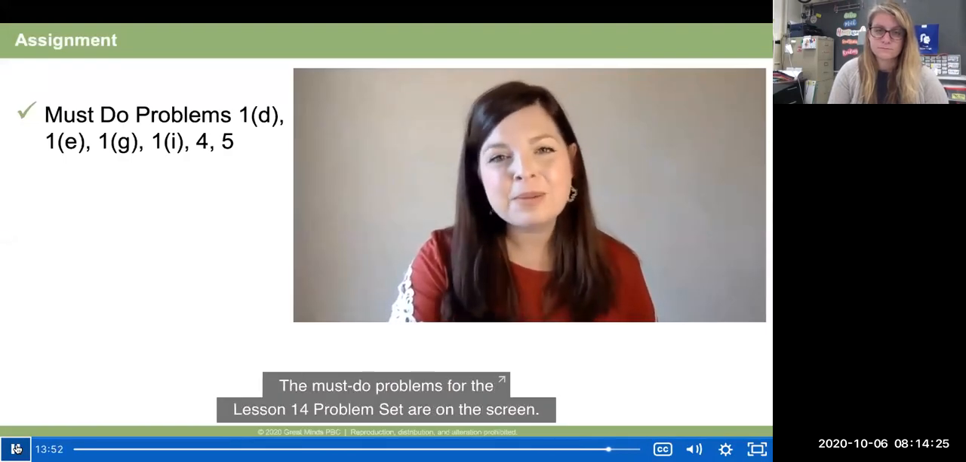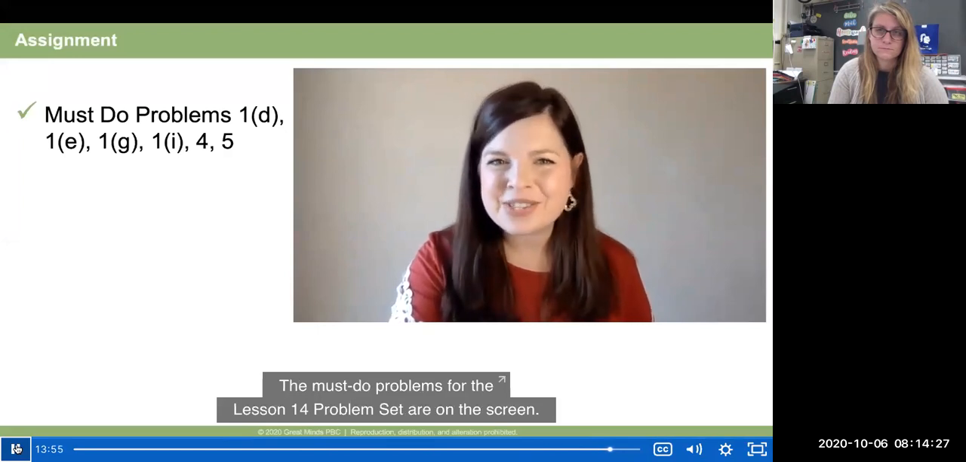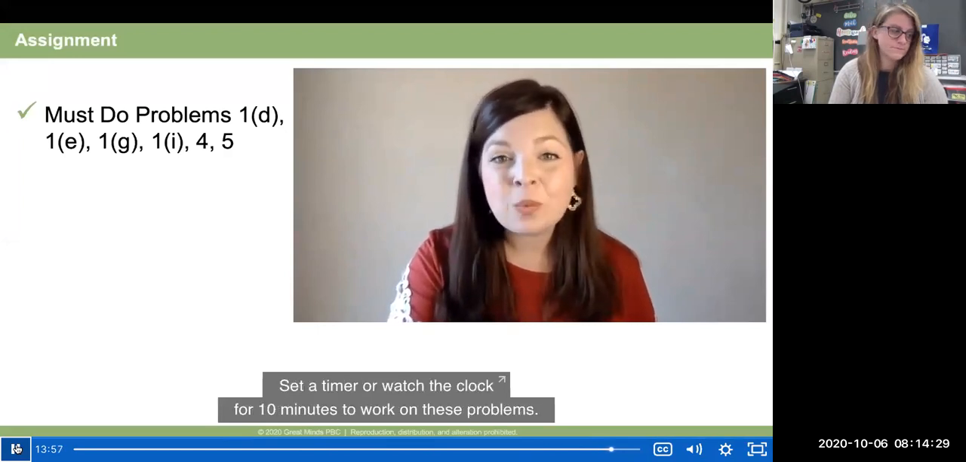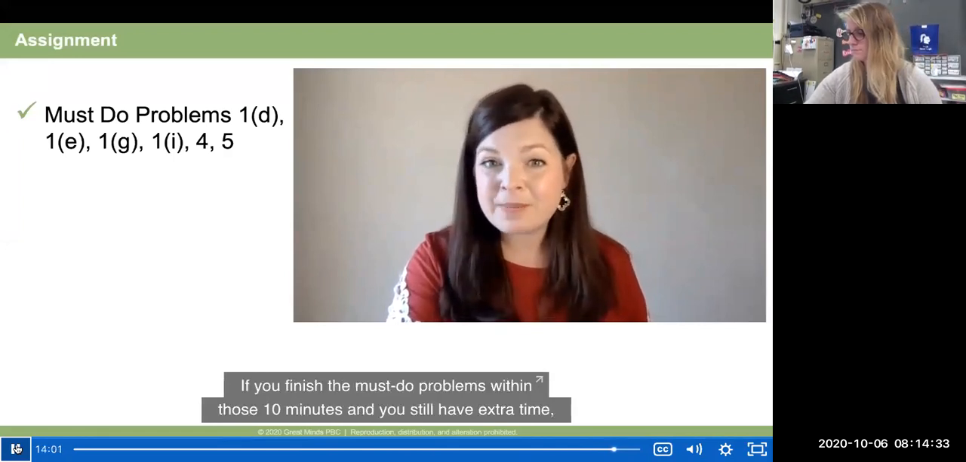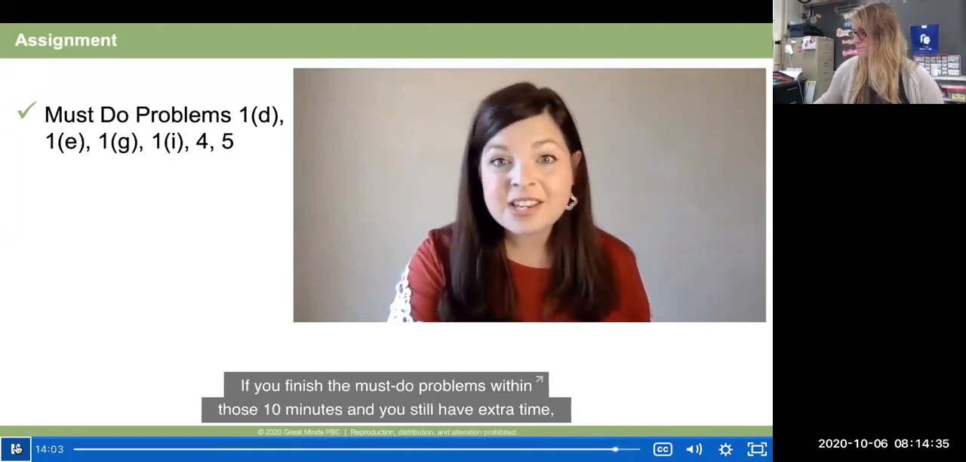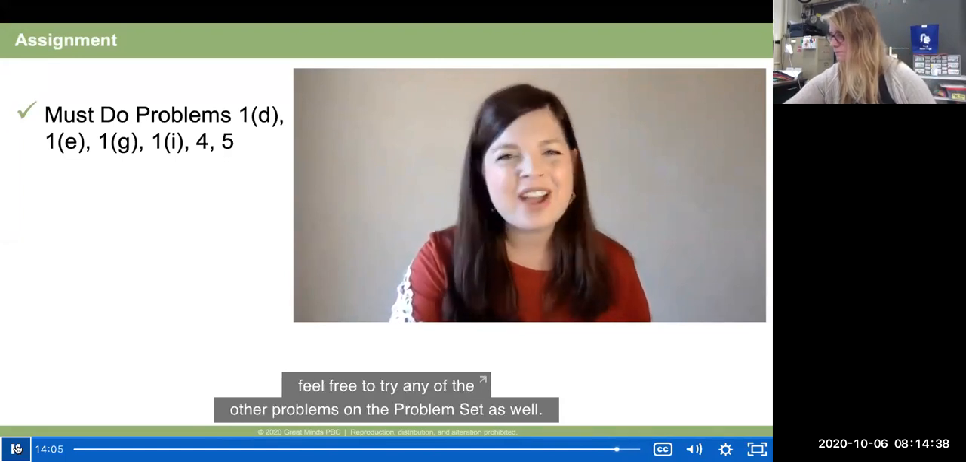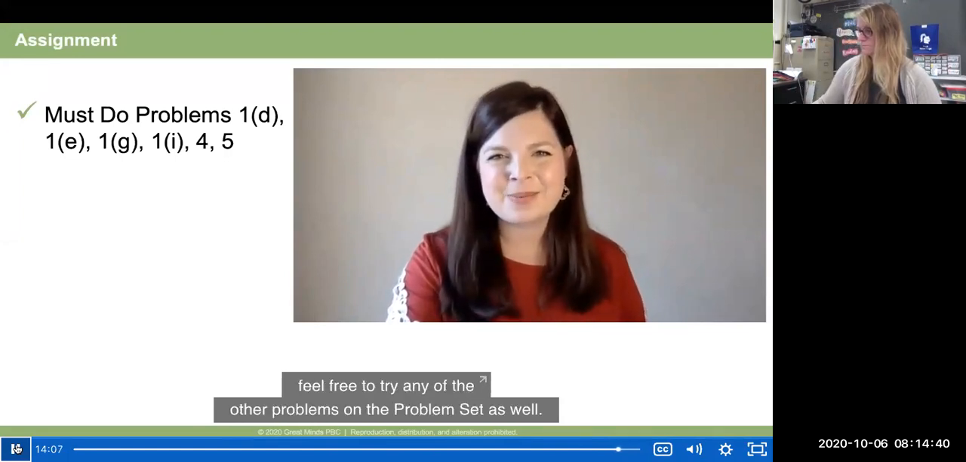The must-do problems for the Lesson 14 problem set are on the screen. Set a timer or watch the clock for 10 minutes to work on these problems. If you finish the must-do problems within those 10 minutes and you still have extra time, feel free to try any of the other problems on the problem set as well.